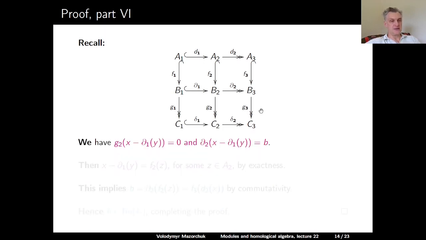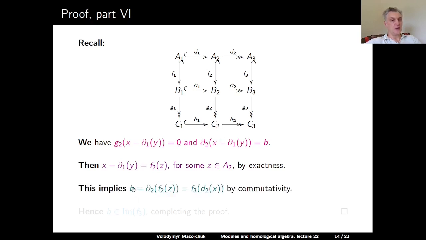Now we use this and get that the element x minus partial 1 of y is in the image of F2, so we can write it as F2 of some element z in A2. This is because it is sent by G2 to 0, and the middle column is exact.